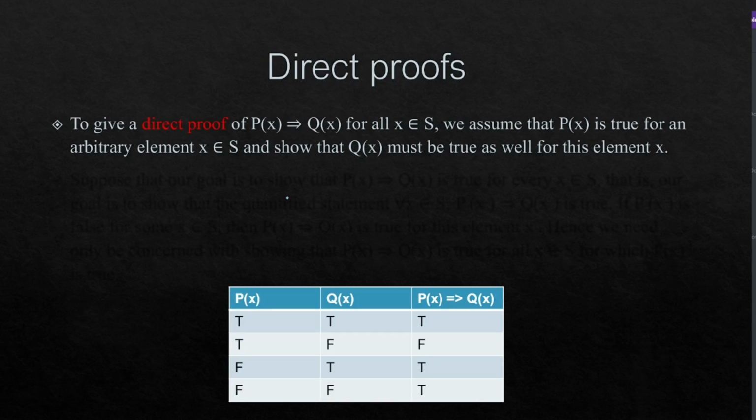If we have an implication, again, we're talking about an implication which is true for every x in S, and S is the set which is examined. P of x would be a property, something relational or operational over the set S, and x is just an element in that S. What S is, is kind of inconsequential to the methodology here. So what we do is we assume that P of x is true for an arbitrary element x of S, and show that Q of x must be true as well for that element x.